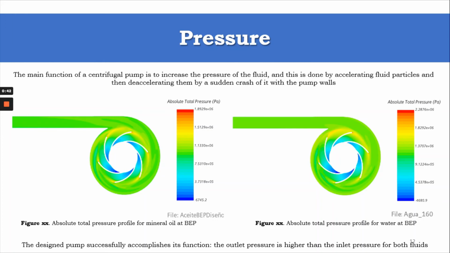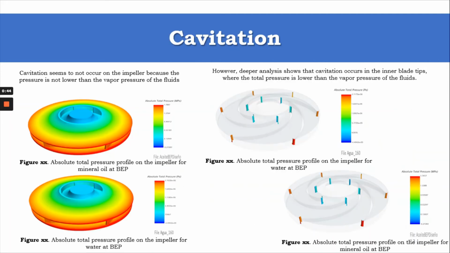And now we are going to talk about cavitation. Cavitation is a phenomenon that occurs when the pressure is below the fluid vapor pressure. When this happens, some bubbles are generated and they implode on the surface of the pump. So, for water and mineral oil at 20 degrees Celsius, the vapor pressure values are 2,340 pascals and 20 pascals, respectively.